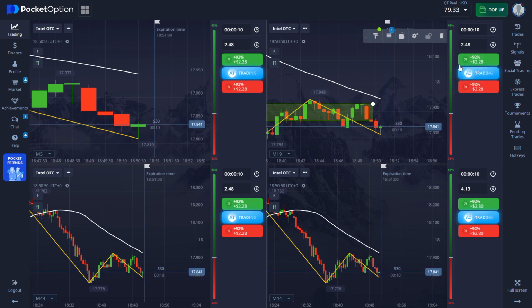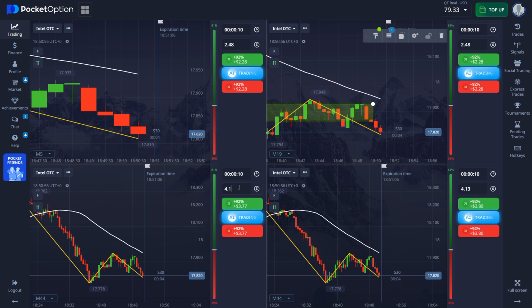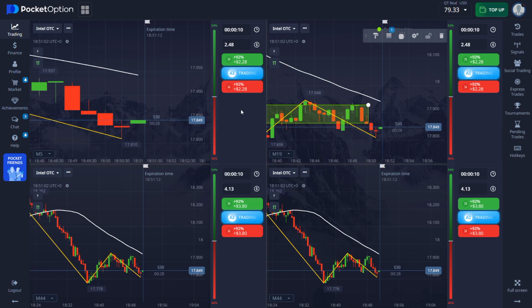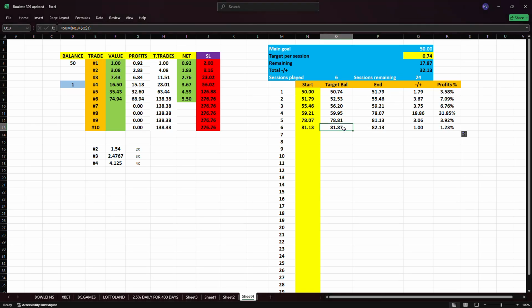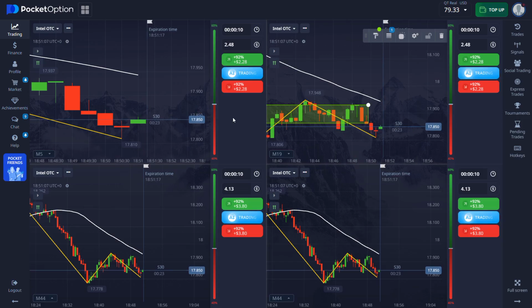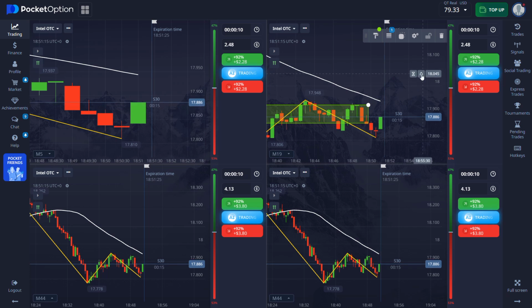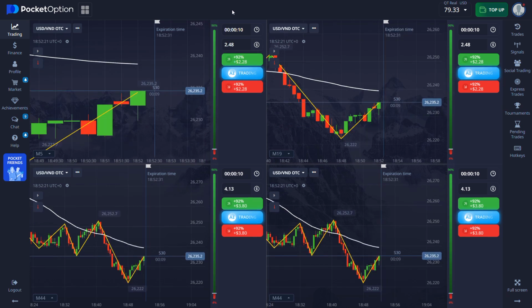So we need to place two more of 248s, and I'm going to get it ready just in case we need it. 248. What's the target? 81, 87. Two more, two of these, and that's it. Yeah, two of these will do the trick. Right, so let's look for the next opportunity.